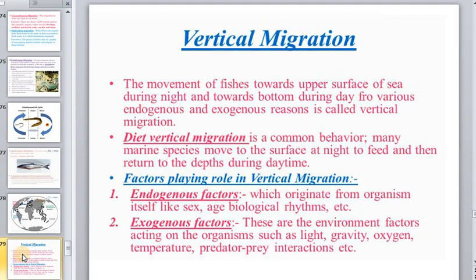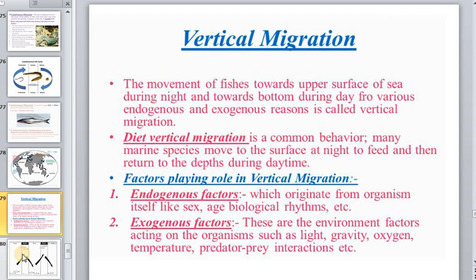And we talk about vertical migration. It's very interesting for sea species, the movement of fishes towards the upper surface of the sea during the night and towards the bottom during the daytime, because vertical migration is a common behavior. Many marine species move to the surface at night and move to the bottom in the daytime.